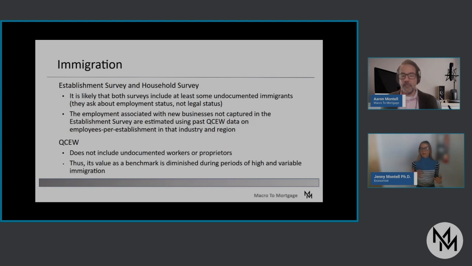And same with a household. When they call a household and ask if the person worked that week or not, they're not asking anything about legal status. So they probably include some. Go ahead, Aaron. I was going to butt in here real quick.